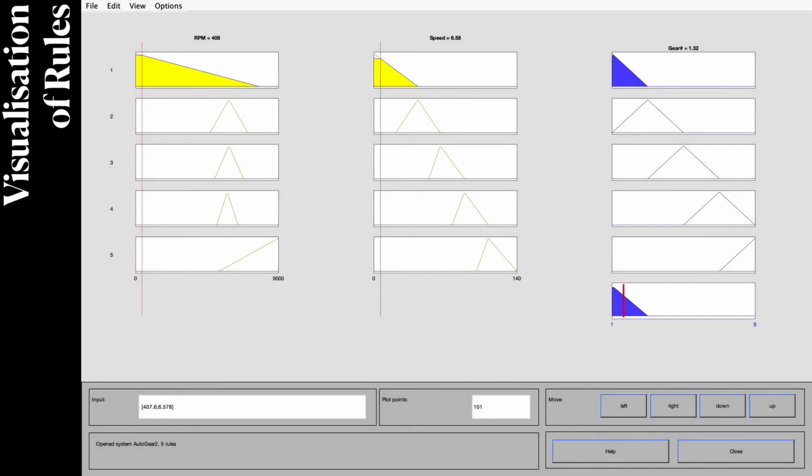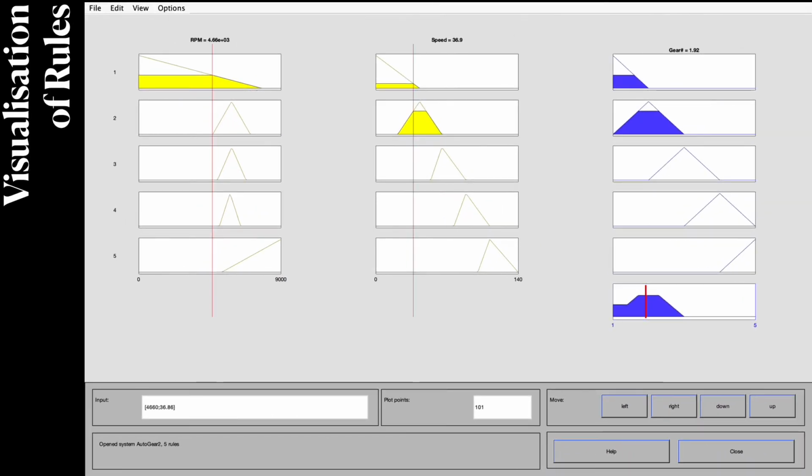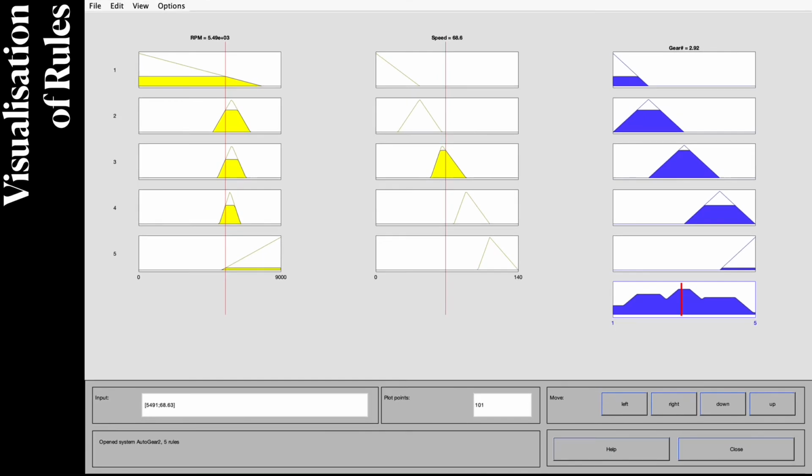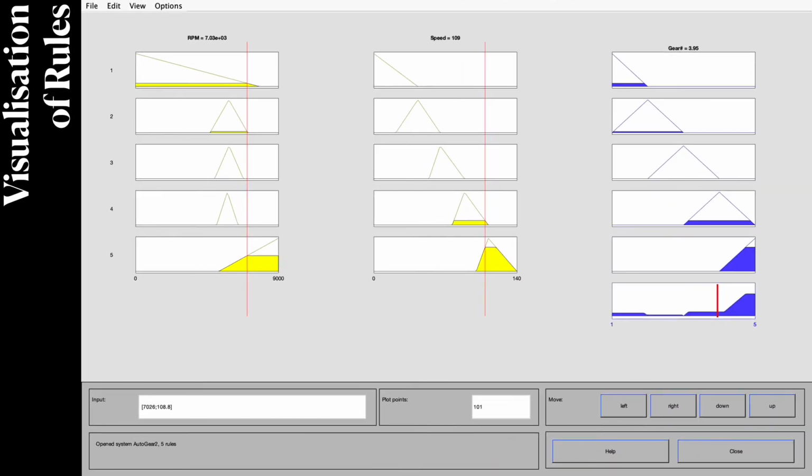Here we have shown a scenario where each of the 5 gears is selected one by one. Gear 1, Gear 2, Gear 3, Gear 4, and finally Gear 5.